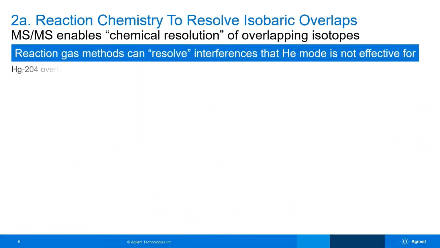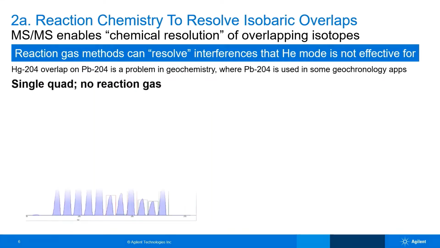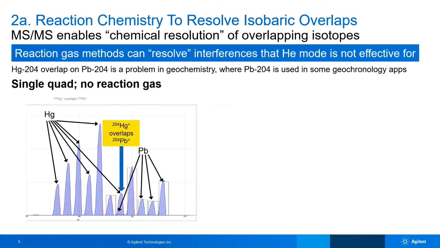The first example is an illustration of the resolution of what we call isobaric overlaps, which is where two elements have an isotope at the same mass. And this example is where we want to measure the minor isotope of lead at mass 204. This is a measurement that is needed in some geochemical applications. We can't measure lead 204 on single quadrupole ICP-MS if there's any mercury present, because mercury also has an isotope at mass 204, which overlaps the lead 204.